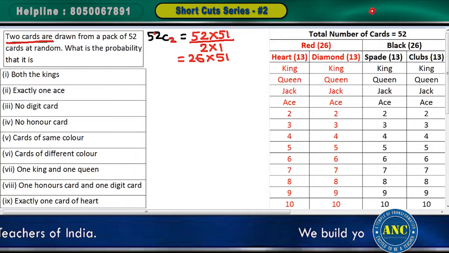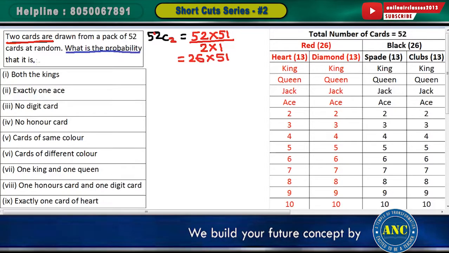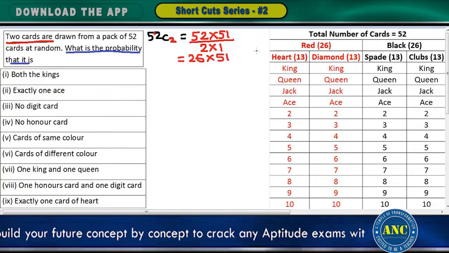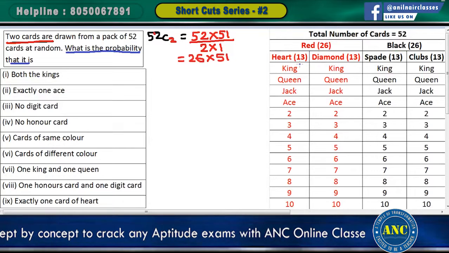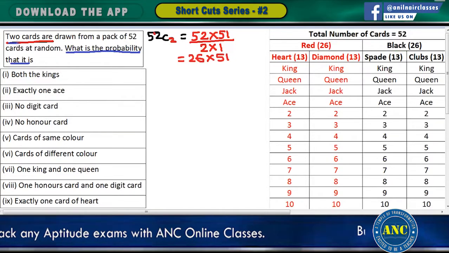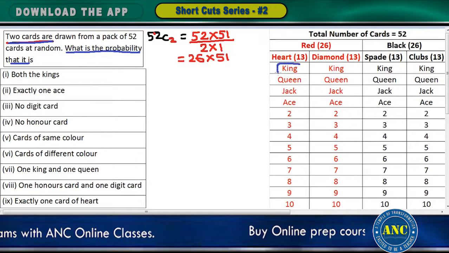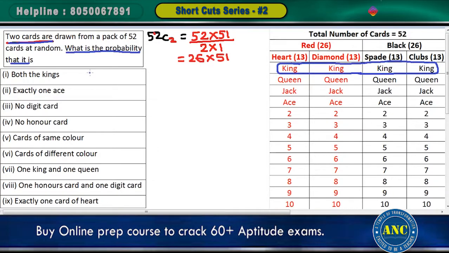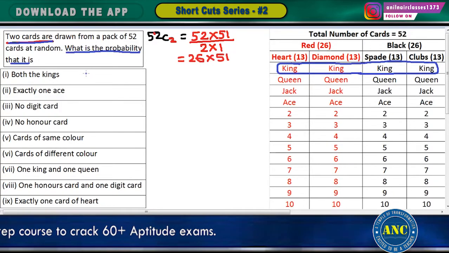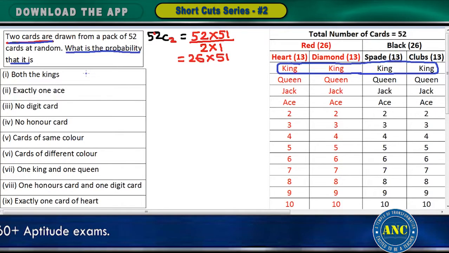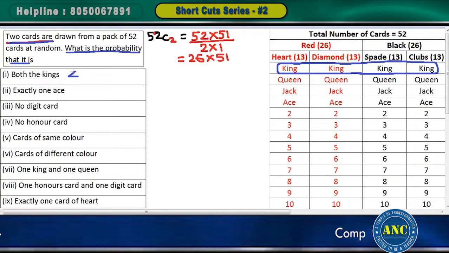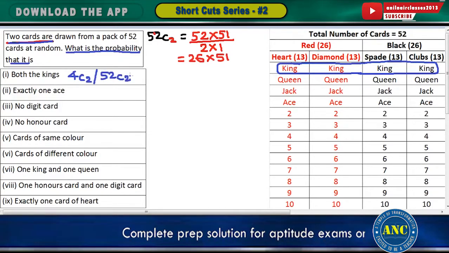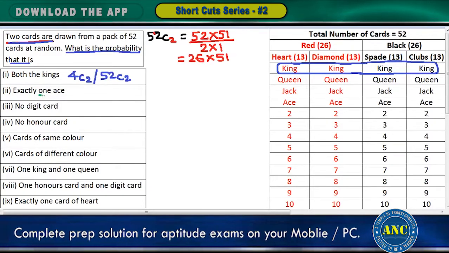Now please read the first question. What is the probability that both are kings? Now see here, totally how many kings are there? I am interested in drawing two cards from 52 cards, and out of 52 cards, there are 4 kings. In every suit, heart, diamond, spade and club, there will be one king. So there are totally 4 kings. Out of 4 kings, select any 2 kings. So it is 4C2. The denominator is 52C2.